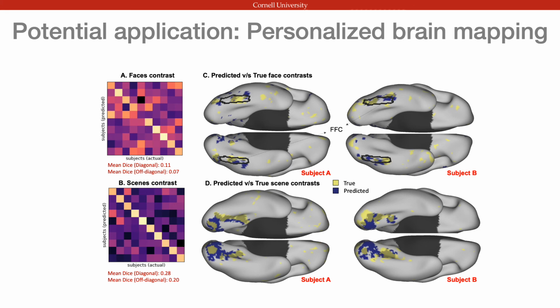Importantly, the predicted contrasts highlight areas previously known to be involved in the processing of faces and scenes. For example, the fusiform face area is consistently seen in face contrasts, whereas the parahippocampal areas are seen in the scene contrasts. This agreement with results known from task-based experiments suggests that these encoding models could indeed have applications in personalized brain mapping.